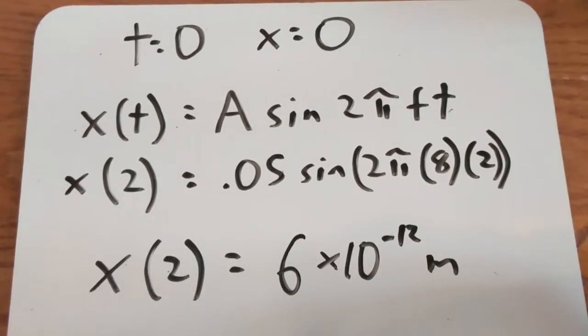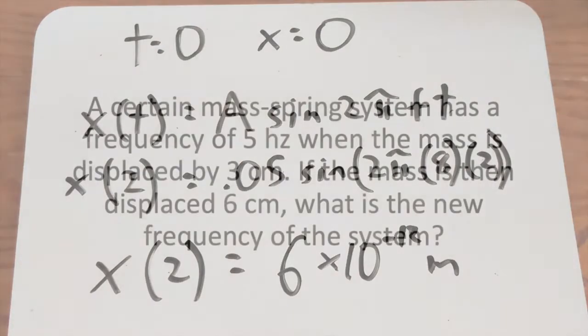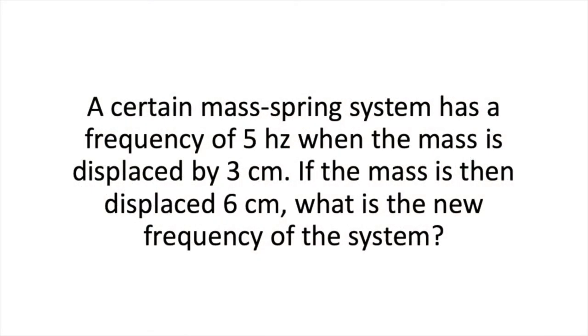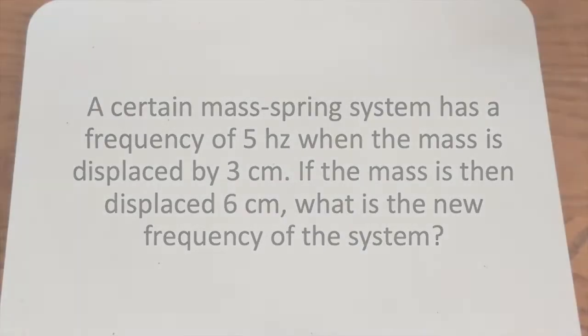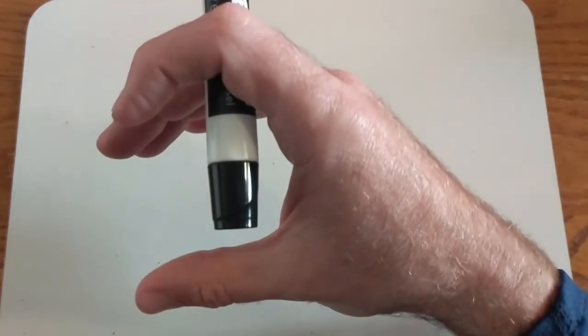So let's look at one last problem for oscillations here. After reading this problem, we see that the system has a certain frequency when it has a displacement of 3 centimeters. In other words, it lets it go at 3 centimeters, so the 3 centimeters is its amplitude. But then in the next part, they're going to ask, what happens to the frequency if we stretch it out even more? Essentially, if we double it, what will the frequency be?